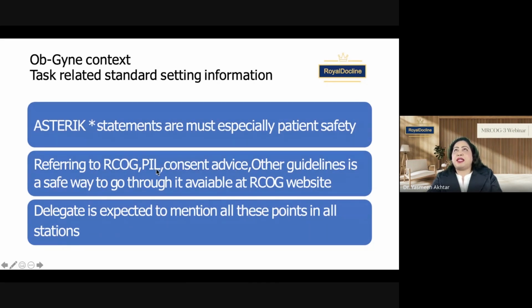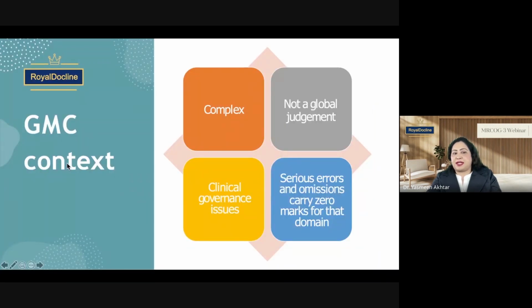So it doesn't mean that you will be asked each and every domain in every station, but there are domains which are to be expected from you, even if they are not written there. Patient safety is one of them, right? Then comes the GMC context.